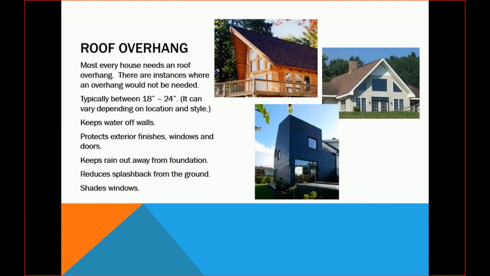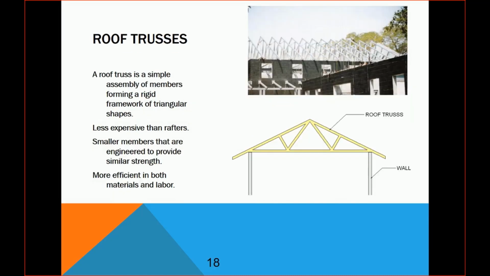Roof overhang. Most every house needs a roof overhang. There are instances where an overhang would not be needed. If you look at the diagram on the bottom, that house does not have an overhang because it probably has some type of a parapet, and the roof sits lower into that. Typically it's between 18 and 24 inches, and again that can depend on the location. It keeps water off the walls. That's one of the reasons. The other thing is it protects the exterior finishes, windows, and doors. Keeps rain away from the foundation, and it reduces the splashback from the ground. And it can also provide shading. Overhangs are very important.